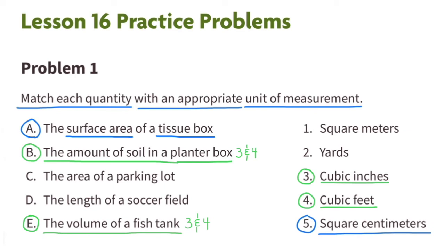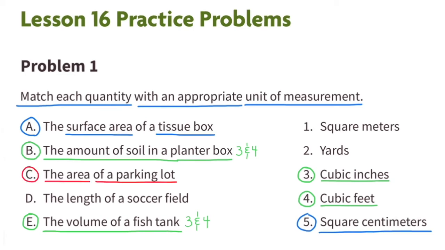If it were a larger planter box, cubic feet would be a better representation of the amount of soil that could fit inside the planter box. If it were a small planter box, perhaps cubic inches might better represent the amount of soil in a planter box. C. The area of a parking lot.